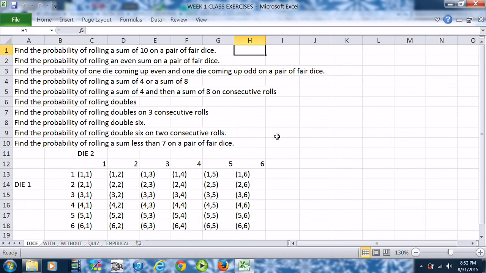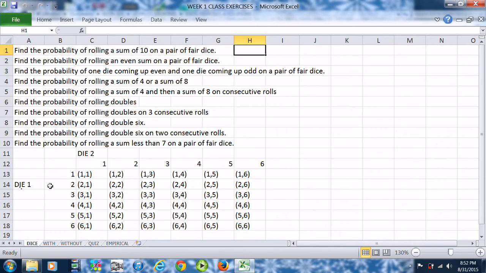In this probability lesson, we are going to look at the probabilities of rolling different sums on two fair dice. Whenever you want to find a probability, you need to first know the sample space. And down here, we have the sample space for rolling two distinguishable dice.